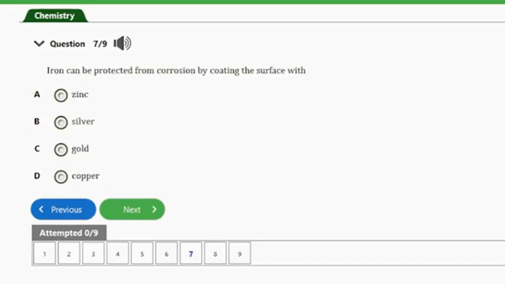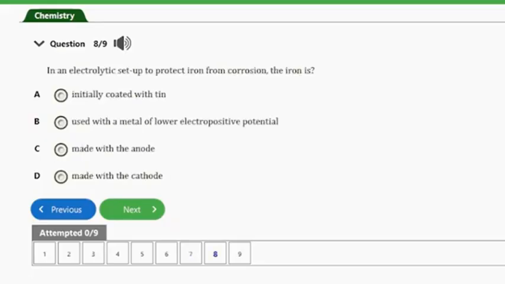Question number 7. It says iron can be protected from corrosion by coating the surface with A, zinc, B, silver, C, gold, D, copper. So guys, the answer to this question is option A here, and that's zinc. Iron is protected from rusting by using a metal that is higher than it in the electrochemical series to coat it. So zinc is an example of this metal that can be used in this process, and this process is known as galvanization. So let's consider the next question.